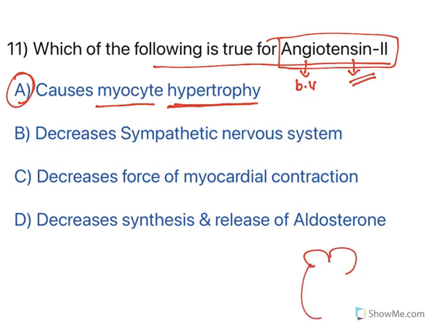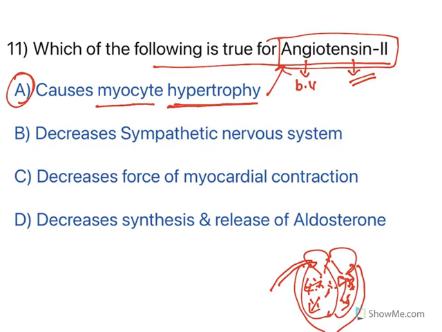Why it happens is, look at this. If this is the heart, because blood vessels are contracted, more venous return will be there inside the heart. More blood reaches the heart. When more blood reaches, what happens? It puts pressure on the walls of the heart. To sustain this pressure, hypertrophy of the heart occurs. So this is what is called cardiac myocyte hypertrophy. So this is true with angiotensin II.